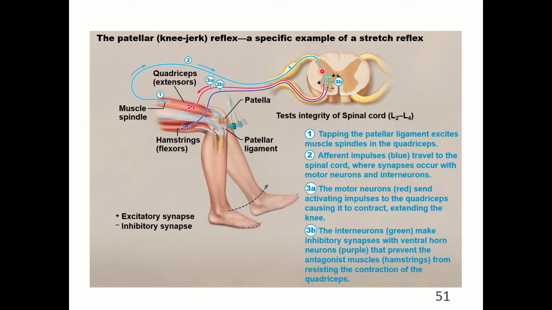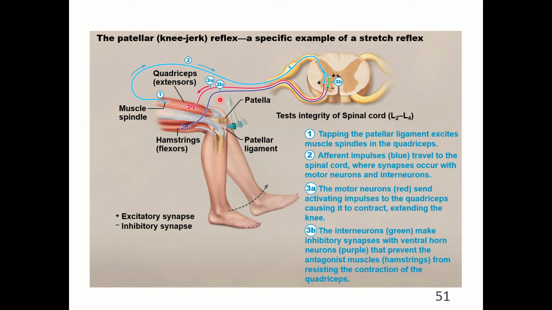In step 3A, the motor neurons in red send activating impulses to the quadriceps, causing it to contract, extending the knee. This helps prevent overstretching the quadriceps. The opposite movement of the quadriceps muscle being stretched is to then extend the knee. That will contract the quadriceps muscles. That helps to prevent it falling down.